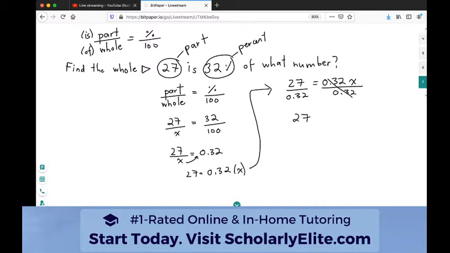So actually, 27 divided by 0.32, it's going to be some bigger number. So x equals 84.375, which I'm going to round to be 84.4. Yay! Okay, you guys, that's wonderful. So I'll leave that up for a second.